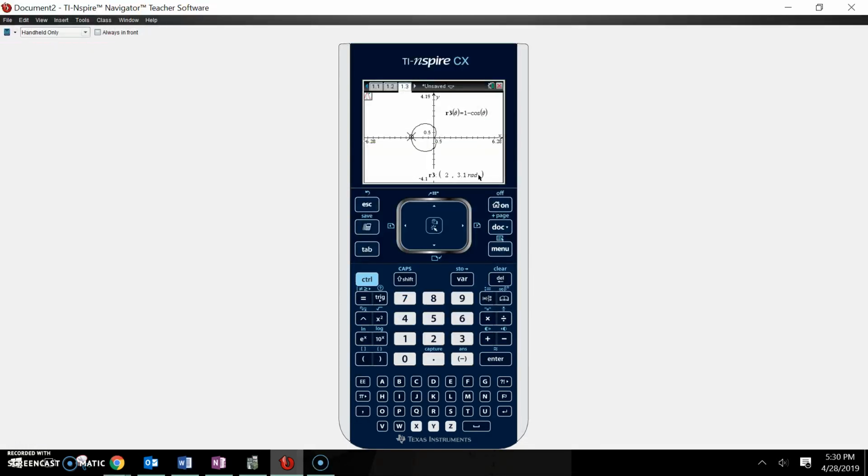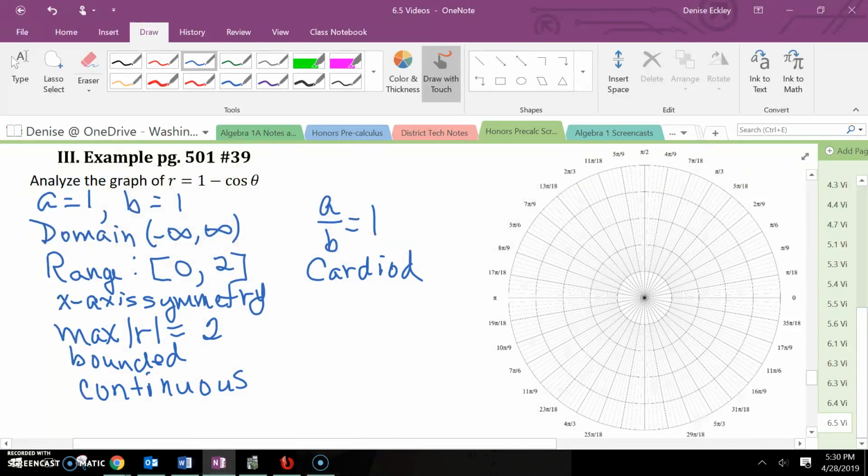So you can see where I have the cursor that r is 2. That's the maximum r value along, it says 3.1 radians, which is 180 degrees, about pi. So it's going to look like that. So we're going to draw it. It's going to lay out along here, and it's going to look like that, something like that. And there is our graph of r equals 1 minus cosine theta.